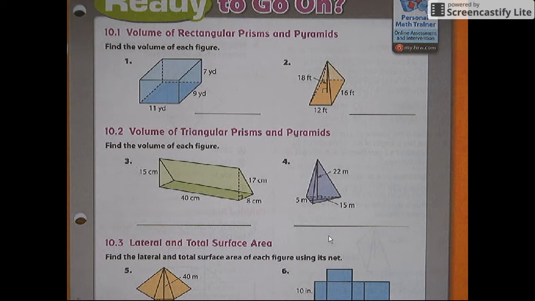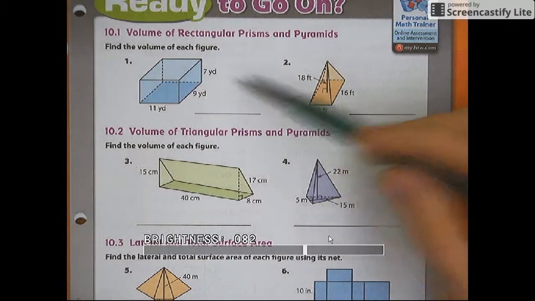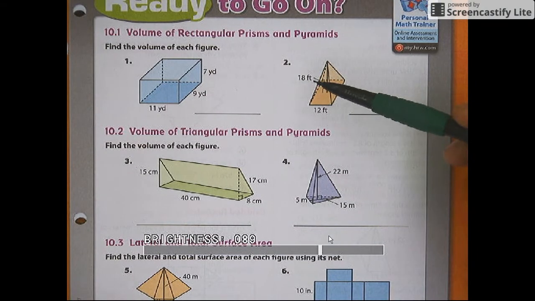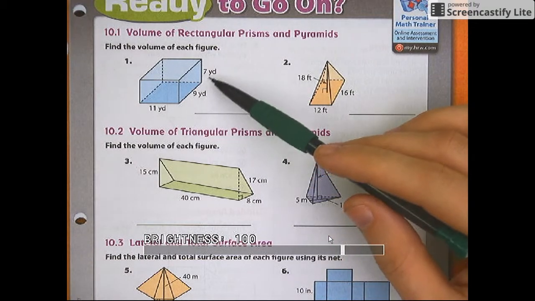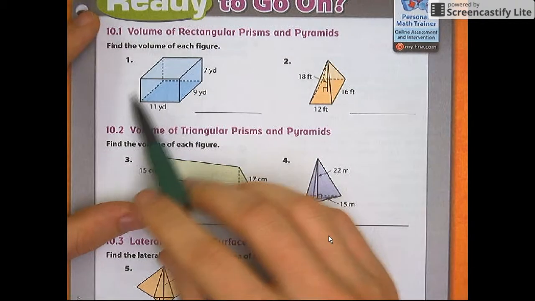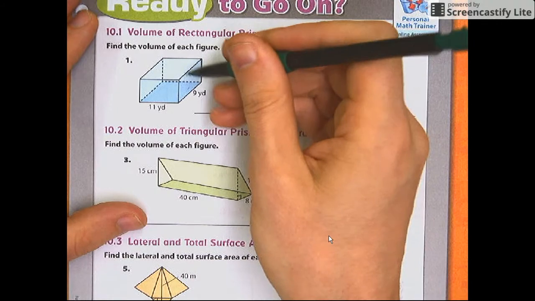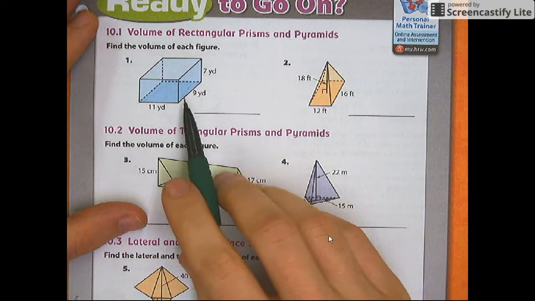We're taking a look at the module quiz for module 10. This is the volume of rectangular prisms and pyramids. I'll go ahead and make this a little bit brighter here so we can see it as we get started for number 1 and number 2 with this video. So on number 1, we're taking a look at the volume of what type of shape is this? It's a prism, and its two bases are both rectangles. So it's a rectangular prism.